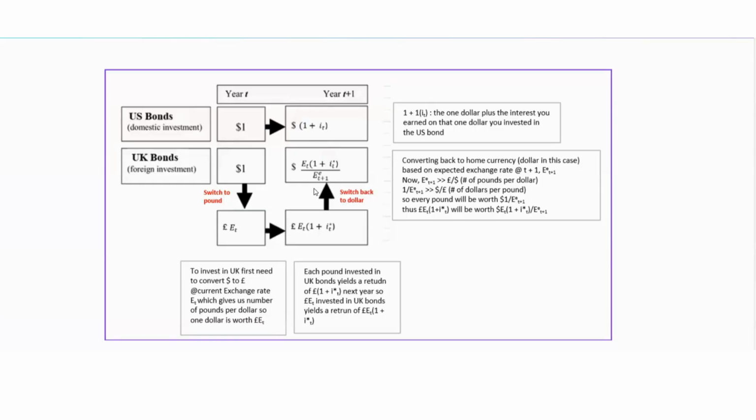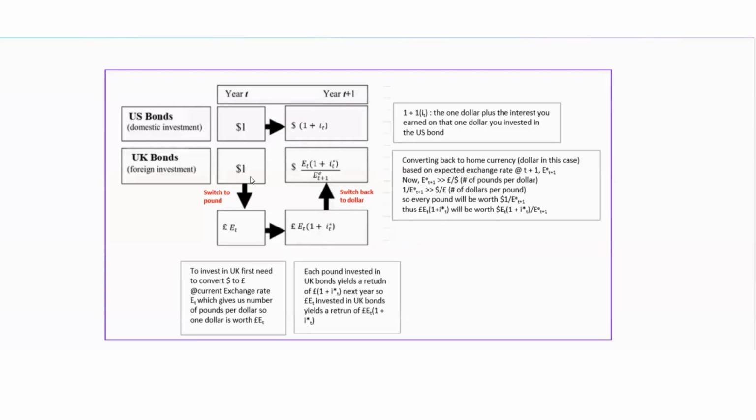Right, so now we know, because we're using the indirect definition of the nominal exchange rate, E_t plus 1 is giving us the number of pounds per dollar. So if I take the reciprocal of this, 1 over E_t plus 1, it's the number of dollars per pound. So I know that 1 pound is worth 1 over E_t plus 1 dollars. And how many pounds do I have from investing in the UK bond? We have E_t times (1 plus i*_t) pounds. So if I convert this to dollars, how many dollars will we have? We will have E_t times (1 plus i*_t) divided by E_t plus 1, right?